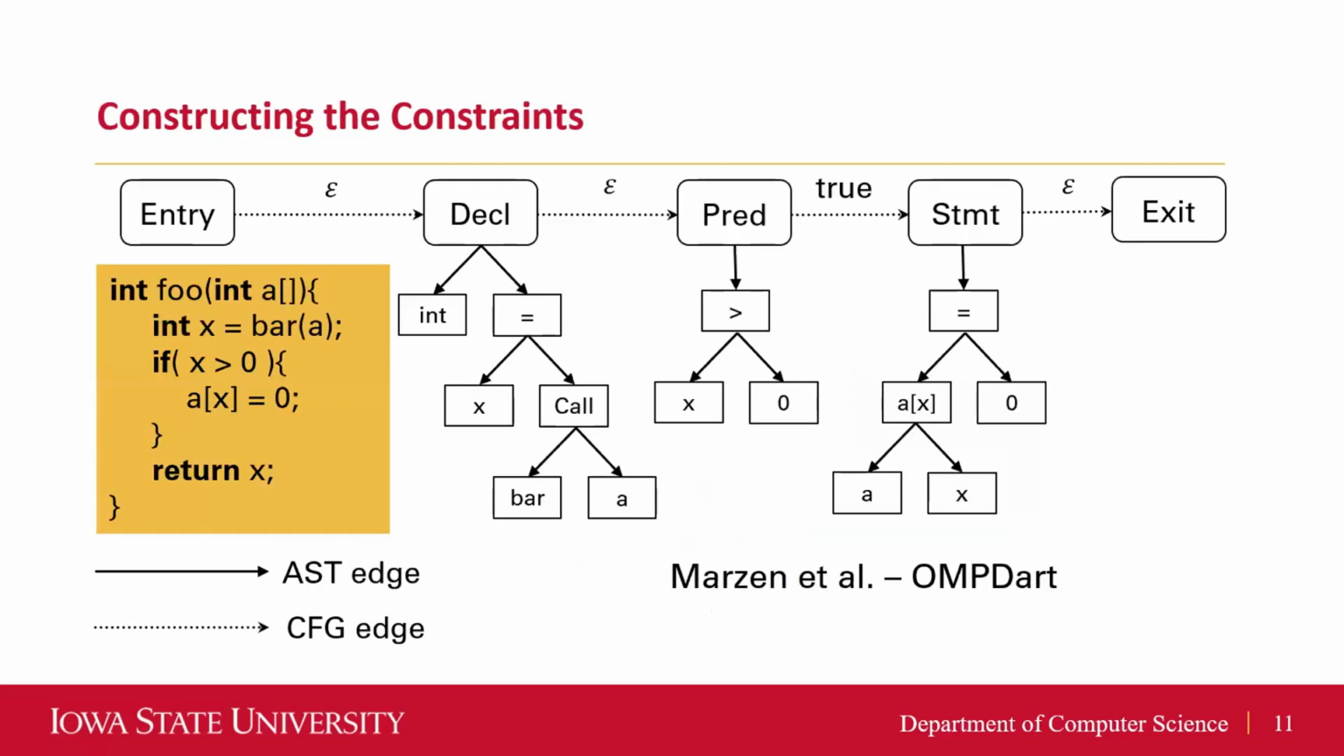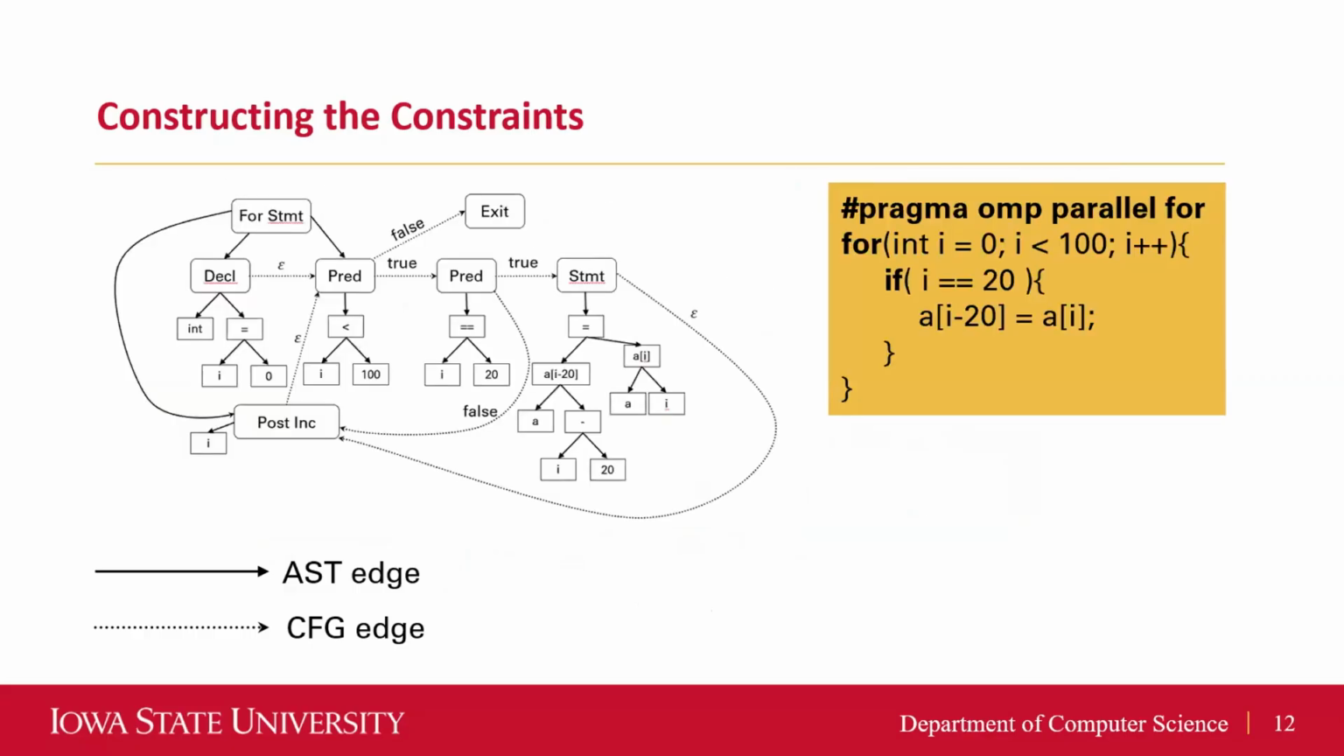So in terms of constructing the constraints, we use the AST CFG proposed by Marsden et al. in their work OpenMP Dart. As the name implies, it just combines the AST with the edges from the control flow graph. For example, if we have the code you see on the right-hand side, the corresponding AST CFG would look something like what you see on the left-hand side.